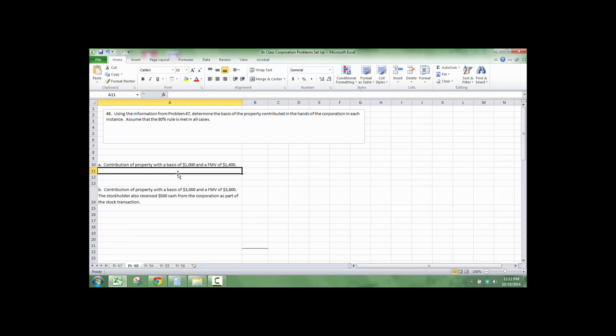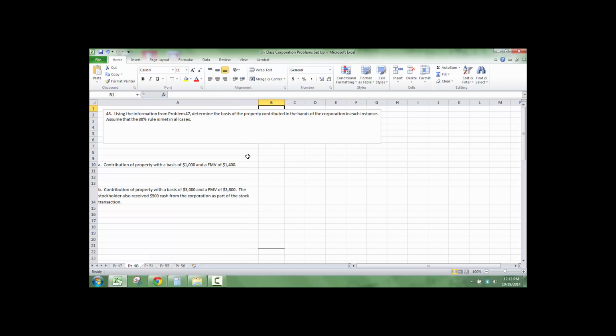So now we're going to take the exact same problems that we just had, and we're going to assume that it was contributed to a corporation that meets the 80% rule in all cases. So now we need to calculate the basis inside for the corporation. All right, A, contribution of property with a basis of 1,000, fair market of 1,400. Basis for a corporation equals basis in property for shareholder, or $1,000.